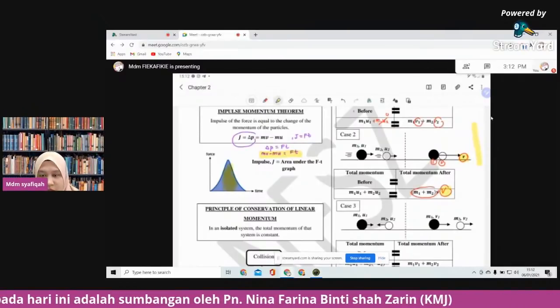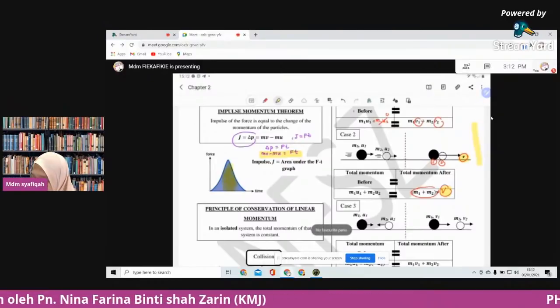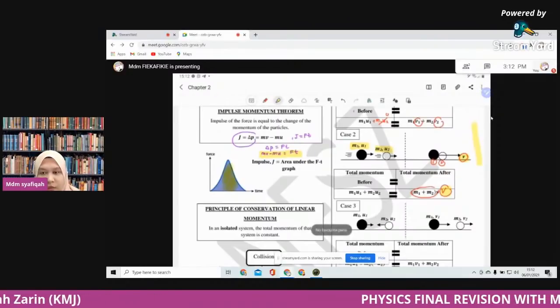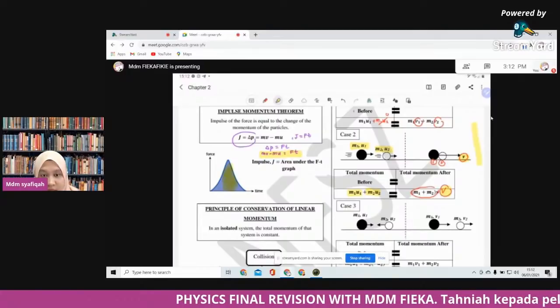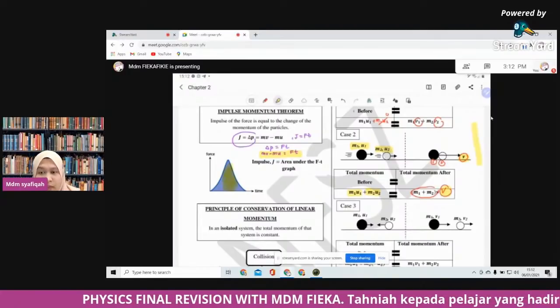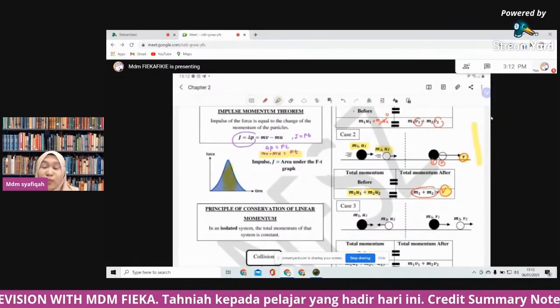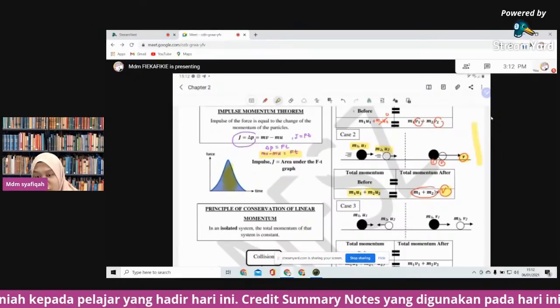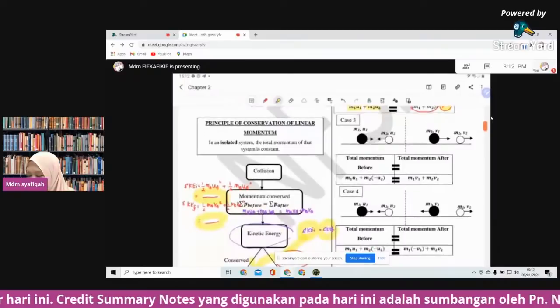Tengok soalan, baca betul-betul. So sekarang U2 is not equal to 0. Okay. Untuk case yang kedua, mass pertama bergerak, mass kedua bergerak dan kedua-duanya ada initial momentum sendiri. So the total momentum is momentum 1 plus momentum 2. So tak boleh lah suka hati jadi kosong kan, U2. Okay, good.